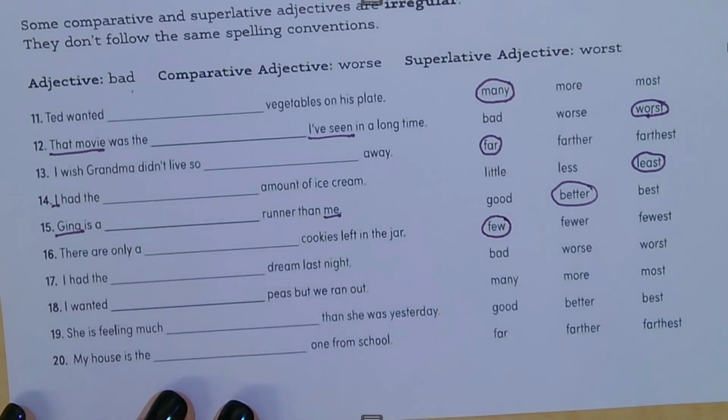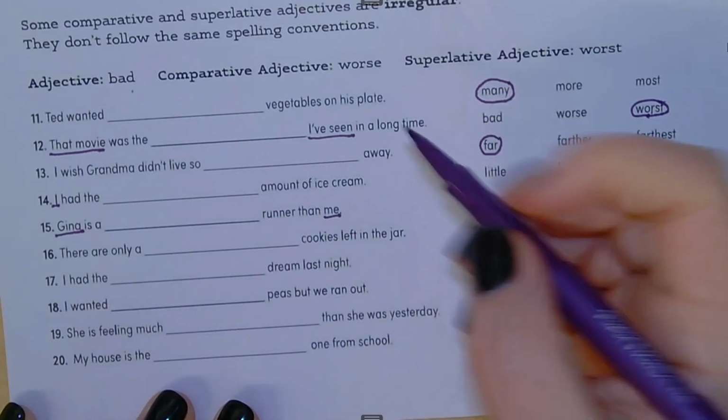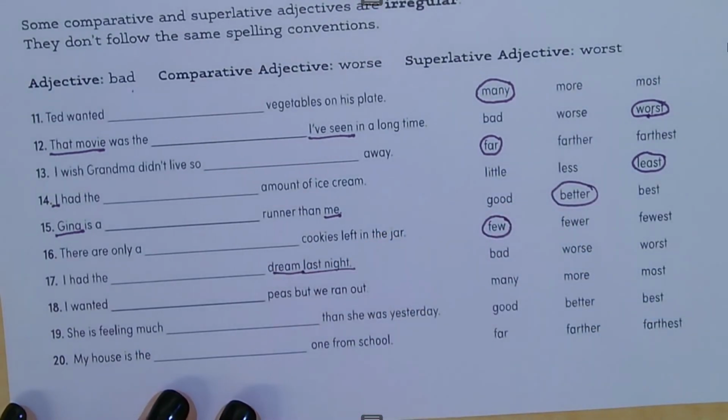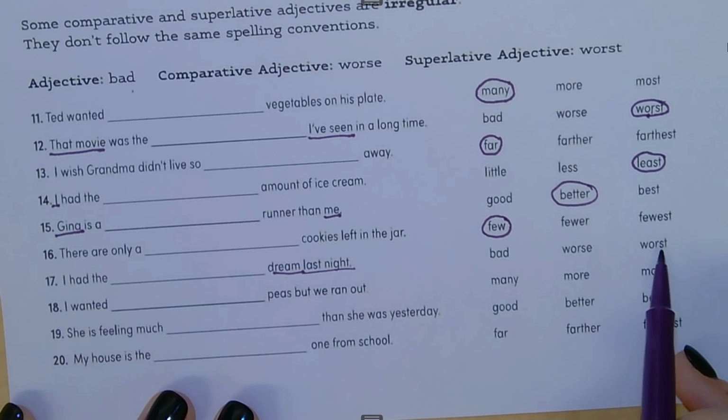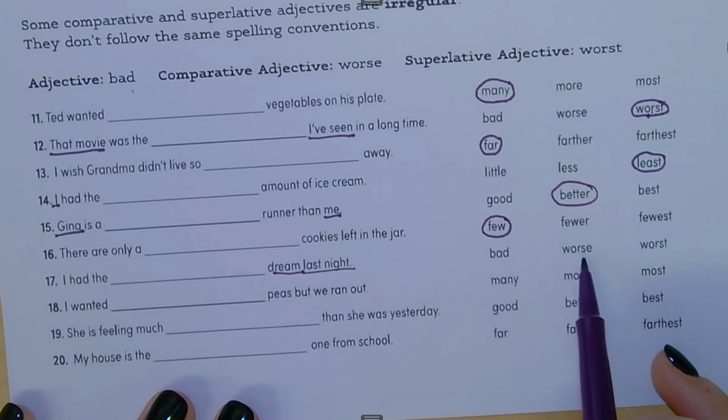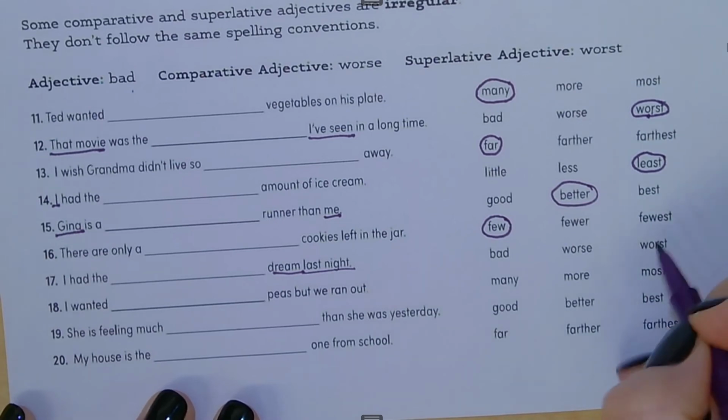I had the blank dream last night. Okay, so we're comparing last night's dream to all of our dreams. So that sounds like three or more would be superlative. So let's go look at our choices. We have bad, worse, and worst. I had the bad dream last night. I had the worst dream last night.